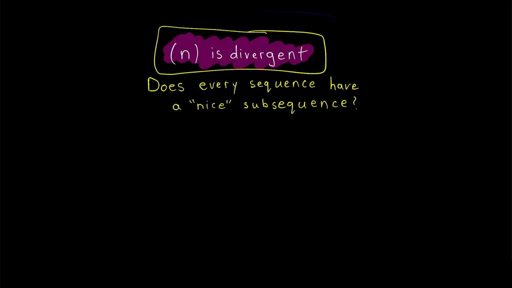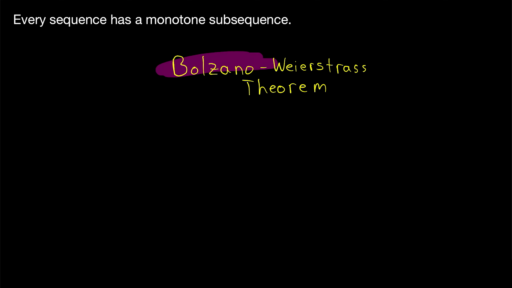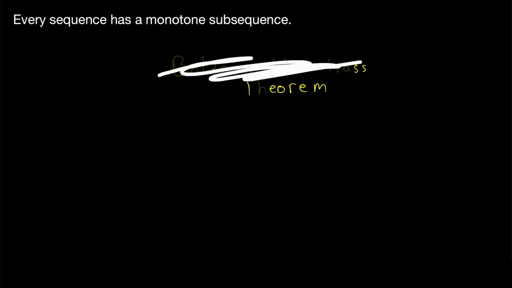And in fact, every sequence has a monotone subsequence, and that's what we'll be proving today. And we're going to use this result later to help us prove a very cool result called the Bolzano-Weierstrass theorem. And this theorem will actually tell us about a class of sequences that do all have convergent subsequences. But we'll get to that later. Enough dilly-dallying. Let's go ahead and get into the proof of this theorem.